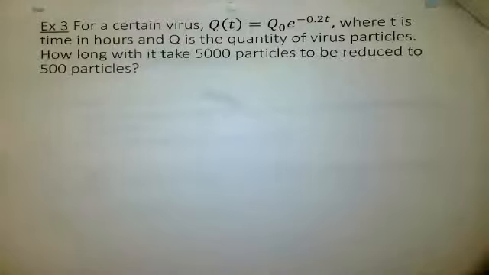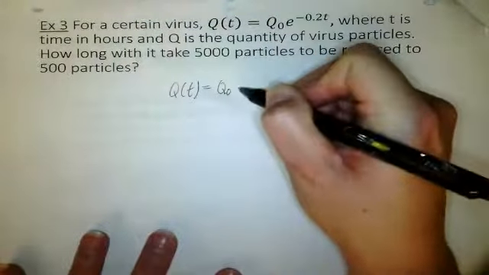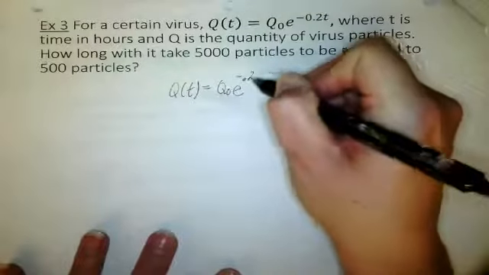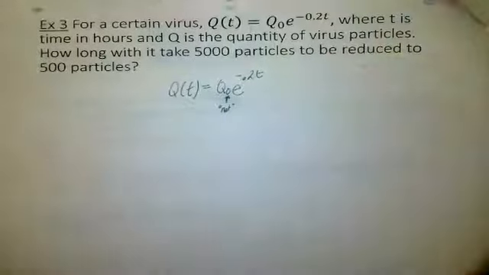Okay. Example 3. On number 3, for a certain virus, Q of t equals Q naught e to the negative 0.2 t. I'm gonna write that down. Q of t equals Q naught e to the negative 0.2 t. We say the word naught as in nothing, as in when time is 0. So at the very beginning, the initial starting amount, okay?